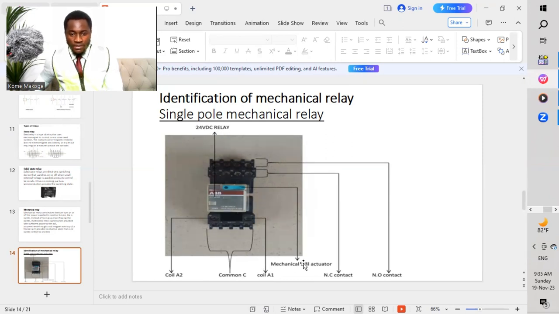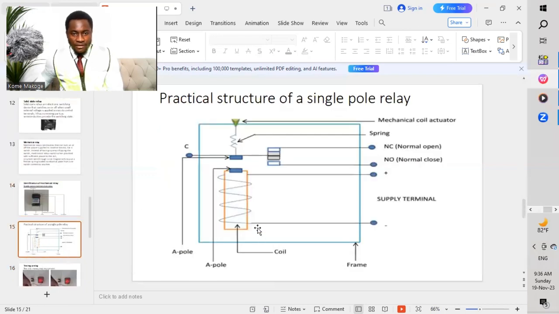So we have the common. We have the mechanical coil actuator. Once you push this button here, we are going to change the normally closed to normally open, and the normally open will change to normally closed contact. Move to the next graphic.